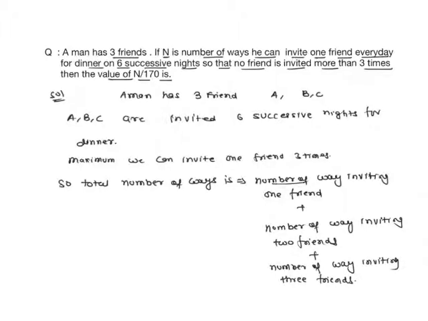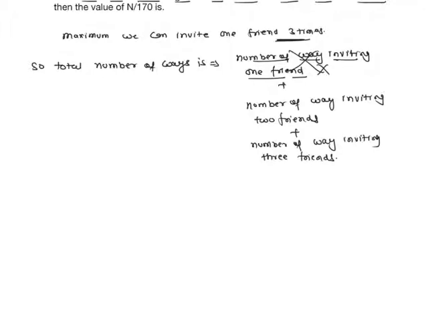First case is number of ways inviting one friend all 6 days. That is not possible because we can invite maximum 3 times. So this is not possible. Next is number of ways inviting 2 friends.